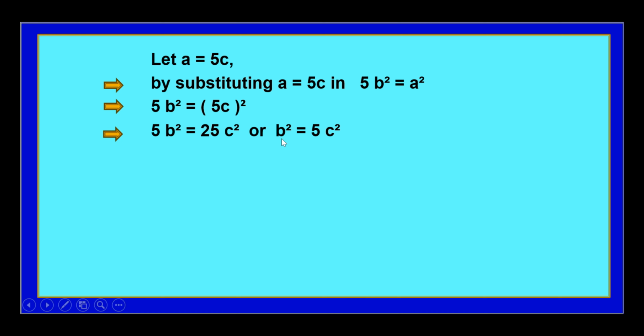Now you can observe that b square is 5 into something. Therefore 5 can divide b square. If 5 can divide b square, then 5 can also divide b. You see, 5 can divide b square implies 5 can also divide b.